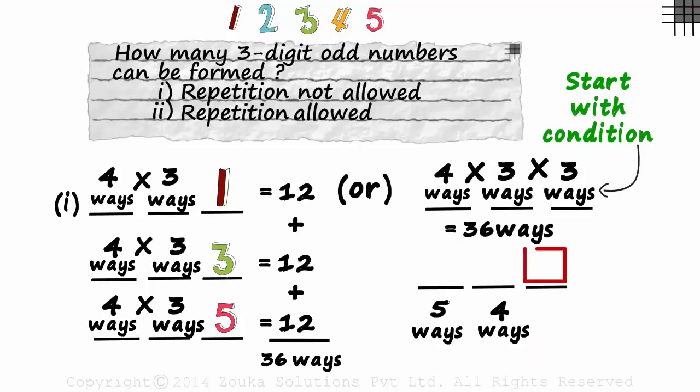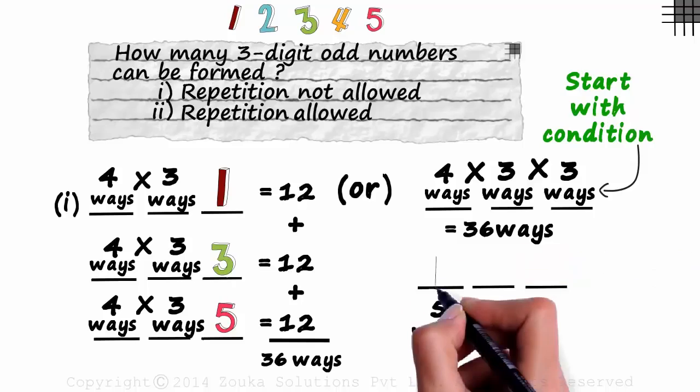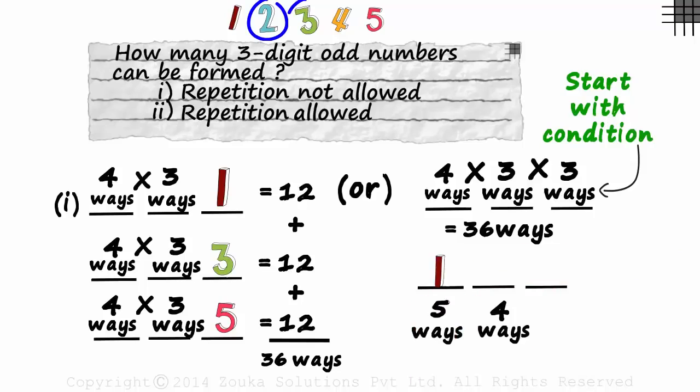And now we come to the units place. In how many ways can we fill the units place? Can we say 3 ways as 3 digits are left? Maybe not. Let's say we used a 1 here. We have 2, 3, 4 and 5 left. Say I pick a 3 here.